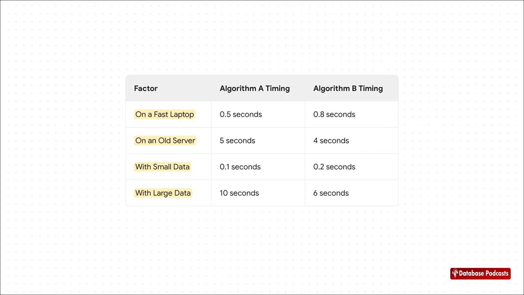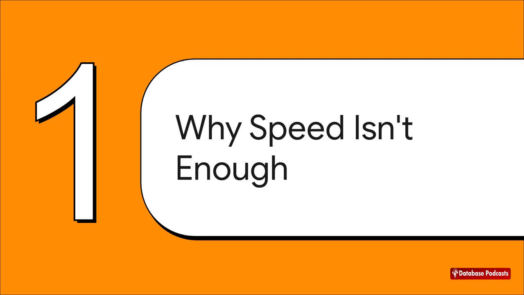I mean, look at this. If you just time your two algorithms, the results are all over the map. On your super fast laptop, algorithm A looks like the clear winner. But then you run the same code on an old server, and whoops, now algorithm B is faster. And then there's the data. With a small amount, A wins, but feed them a massive data set, and B completely smokes it. It's a mess, right? And that right there, that total unpredictability, is exactly why speed isn't enough.